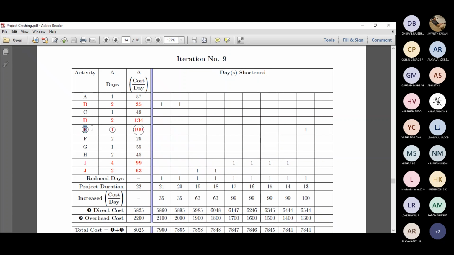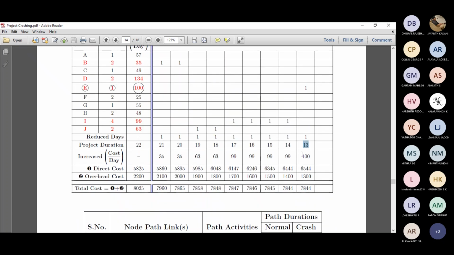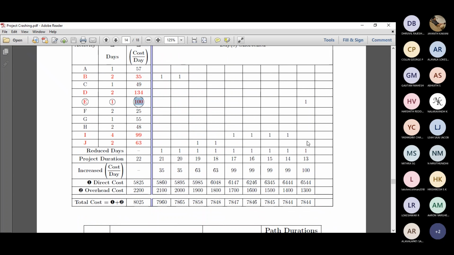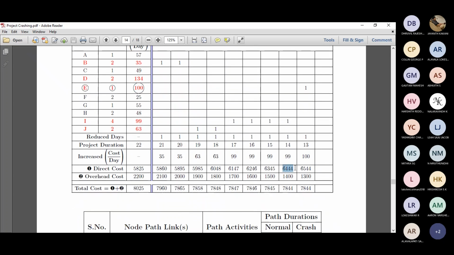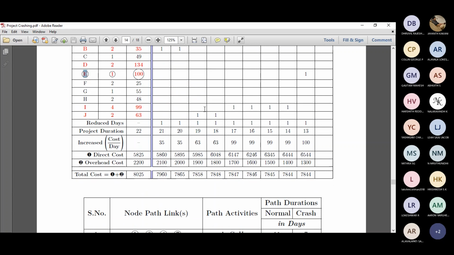Now we are only left with D and E. Among the critical activities, the least cost slope among D and E is E. It is 100, but you can reduce it by only 1 day. So for E, it is only 1 day. Once we reduce 1 day in E, this will become 13. The cost slope is 100. Then 6444 plus 100 gives you 6544. Then 13 into 100 will give us 1300. And 6544 plus 1300 is 7844. So this is a typical value. And we have exhausted E completely.